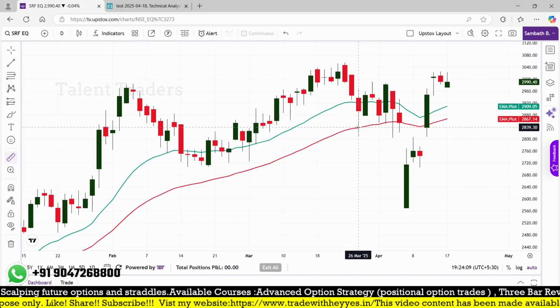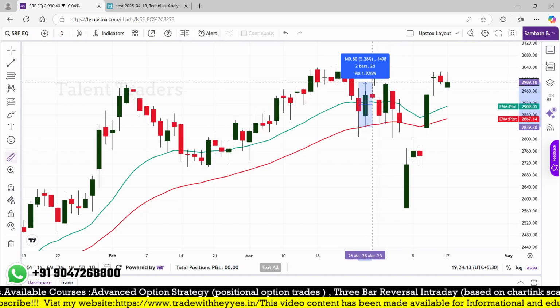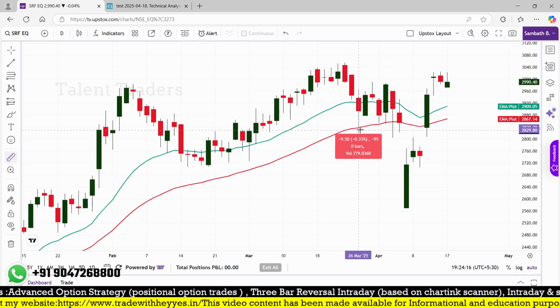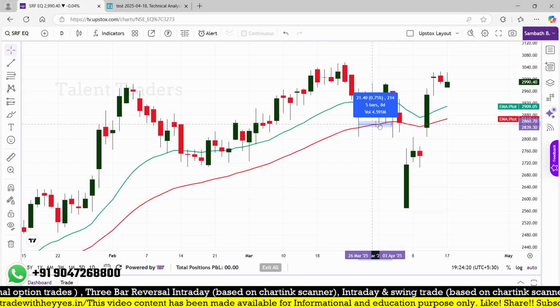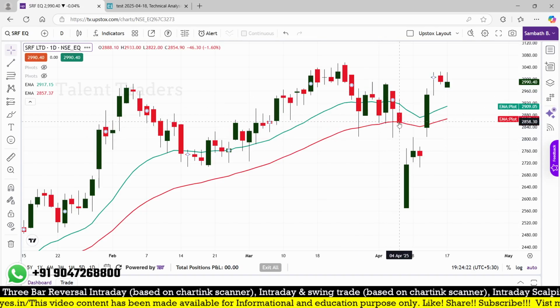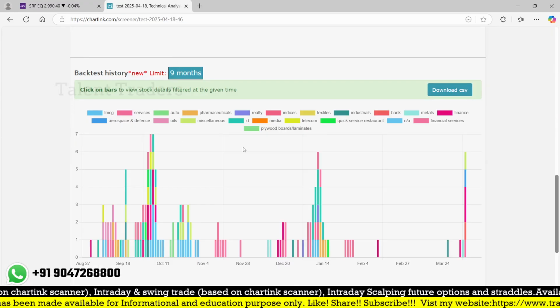So 2839, and then within 2 or 3 days it went up almost 5% from that lower level. But again there is one more chance: next time it is tested to the level, it bounces back, and finally it is higher than that level only. But we used 3% here.